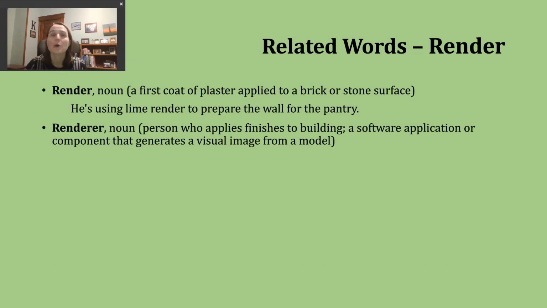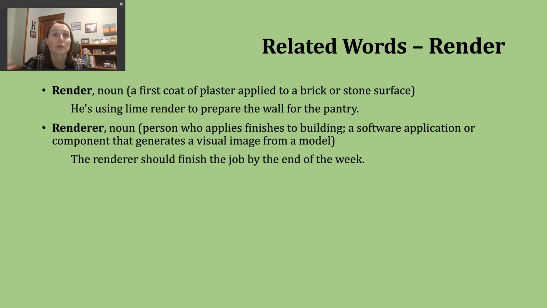Now, there's another noun, though, you may encounter a little bit more, and that noun adds another er to the end. So renderer can sound a little funny or difficult to say, but one way to use this noun is to refer to a person who applies finishes to a building, right? So they're using that plaster generally. So an example of how you might hear this used: The renderer should finish the job by the end of the week. Right? So here maybe someone is constructing particular walls, preparing them, and this particular work should be done soon.